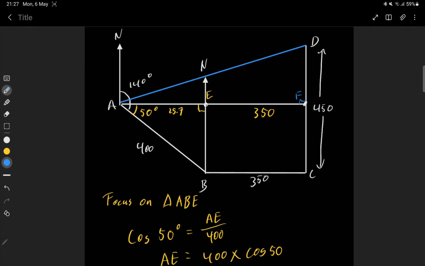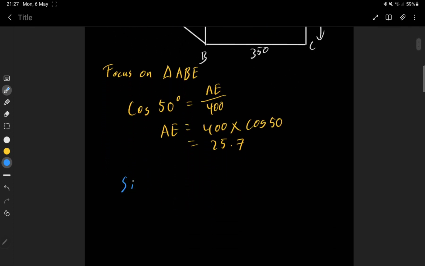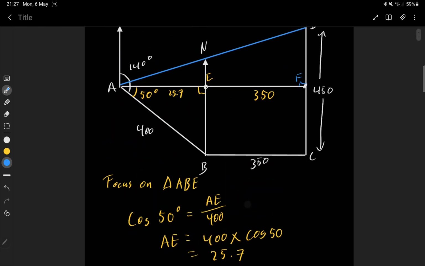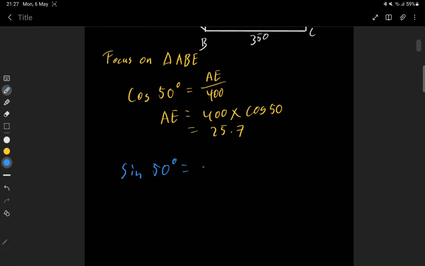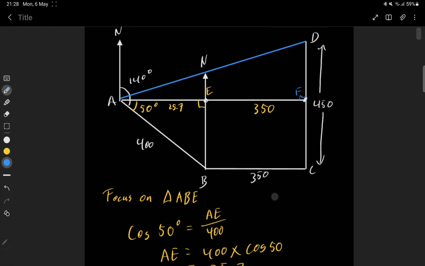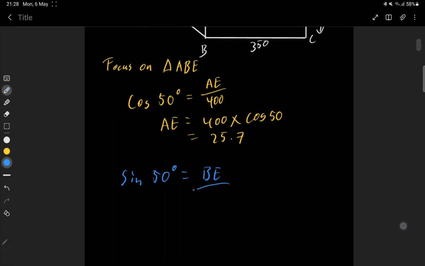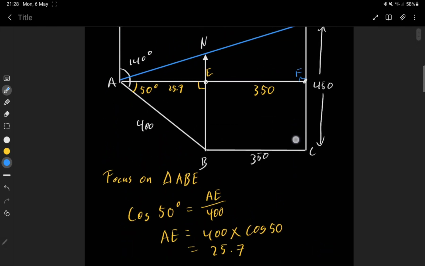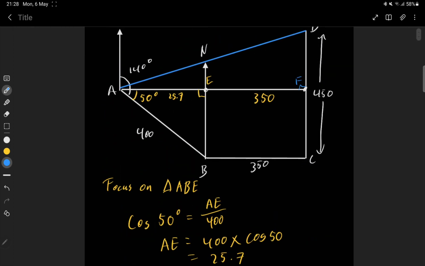Okay, so again, we have one angle, a right angle, and the hypotenuse. This side would be your opposite side, so we use sine. So sine 50 degrees is equal to your opposite side, side BE, divided by your hypotenuse. Again, that's 400. So BE equals 400 times sine 50. Let me just calculate that. 400 times sine 50. That's 306.4. Okay, so this whole length BE is 306.4.